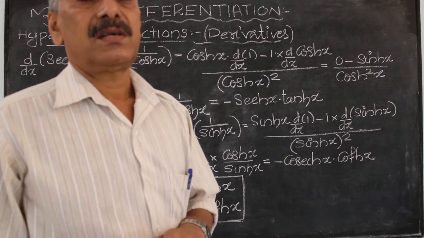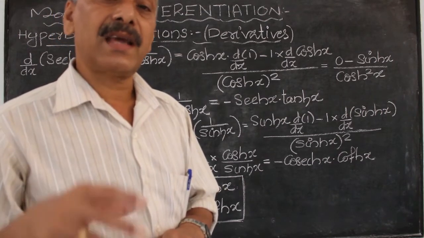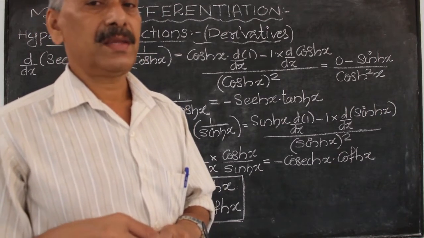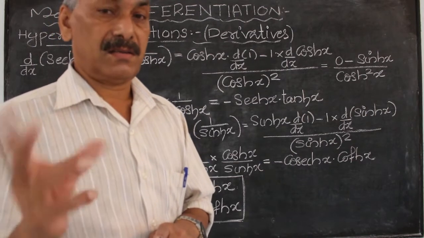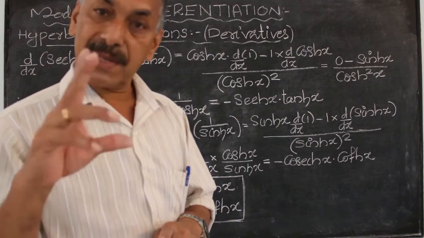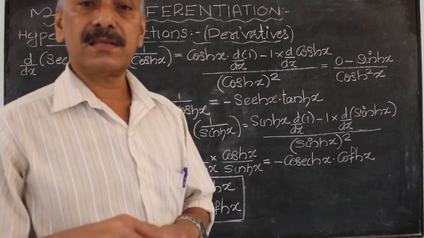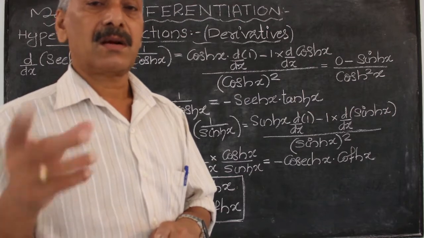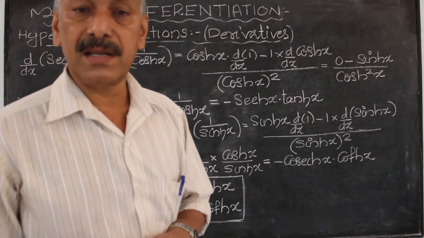Today we discuss the derivatives of sech x and cosech x. Okay? Derivative of sinh x is cosh x. Derivative of cosh x is sinh x. Derivative of tanh x is sech square x. Derivative of coth x is minus cosech square x.